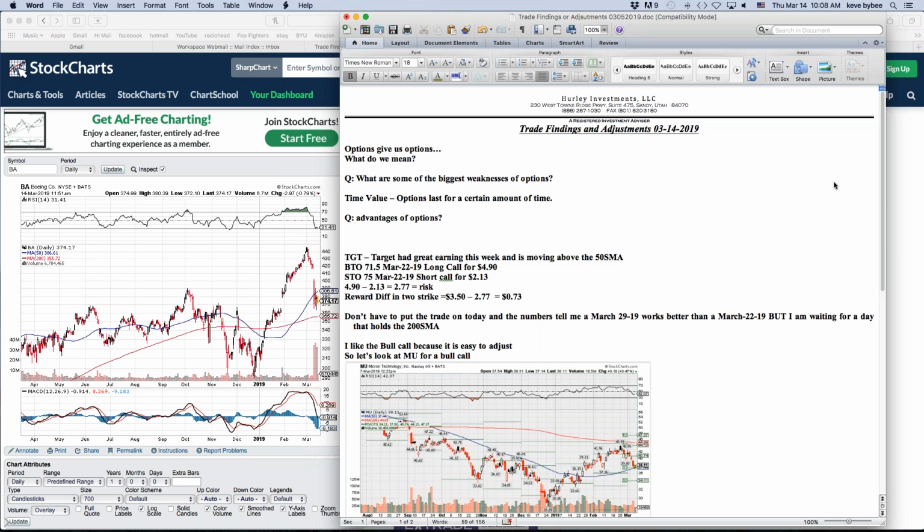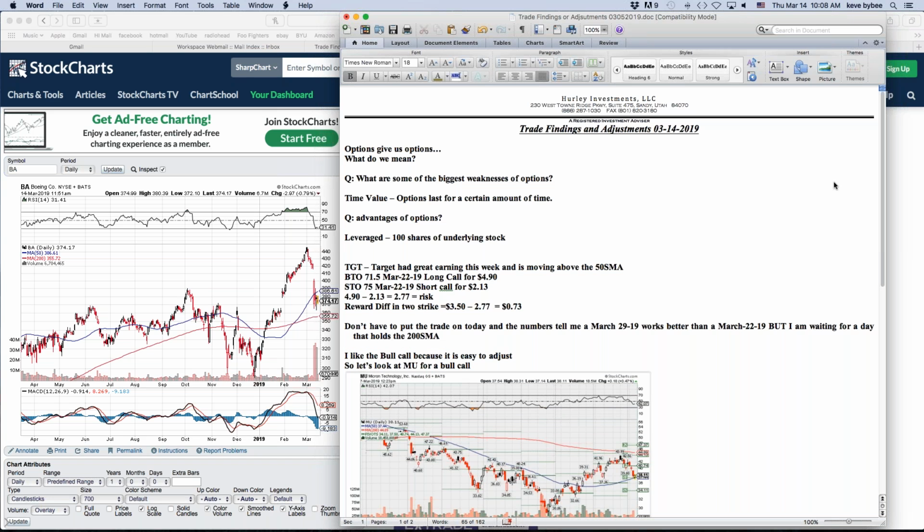Let's see, what's a good way to explain this? Yes, you're right, Lance, they are leveraged, meaning that one contract represents 100 shares of the underlying stock. Okay. Anyone else? Any other thoughts?